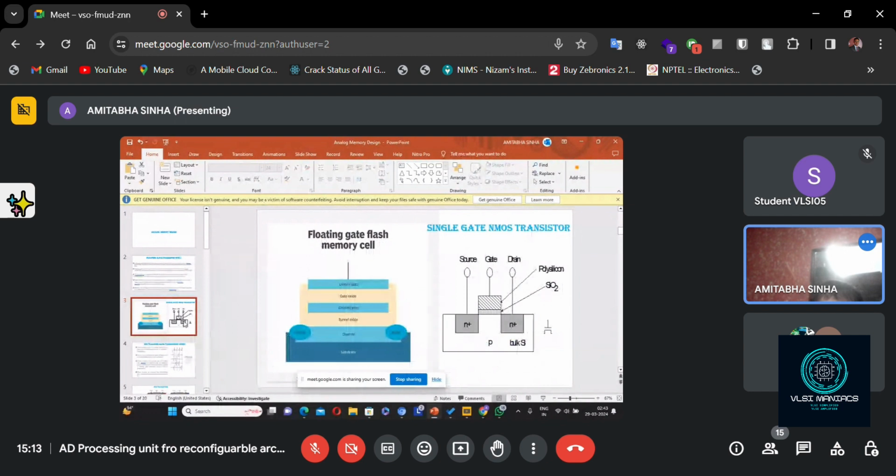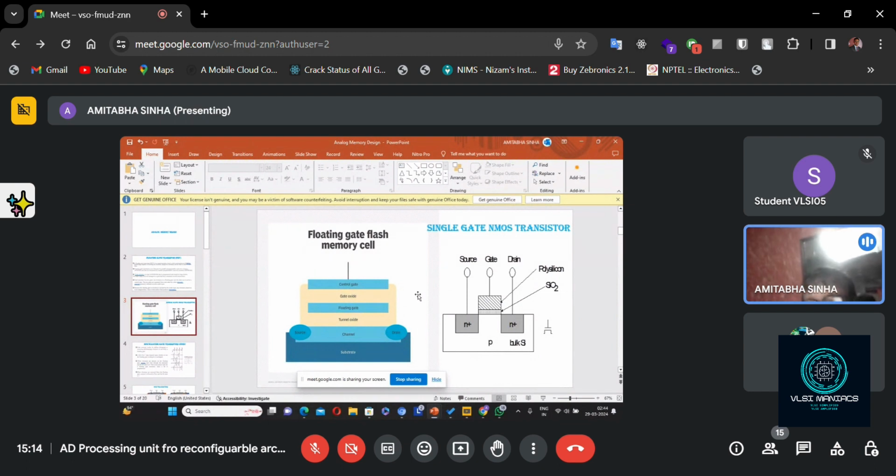First, let's have a review of the floating gate flash memory cell. Normally, in single gate NMOS transistors, we all know these are the drain, gate, and source. This is the structure: silicon dioxide, then polysilicon gate, and this is a P-type substrate.